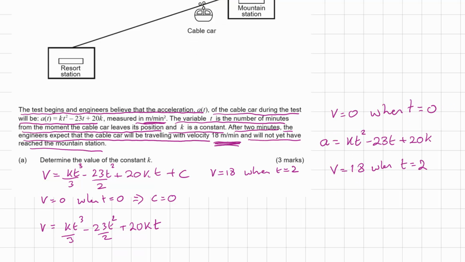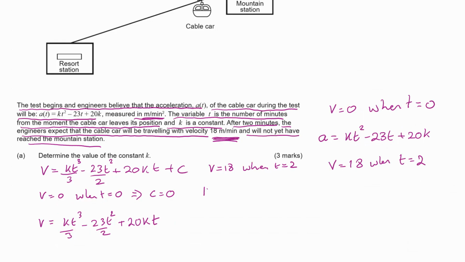So, v is 18, t is 2. That's going to give me 8k divided by 3, take away, now t is 2, t squared is 4, so that's going to be 46, and if t is 2, that's going to be 40k.